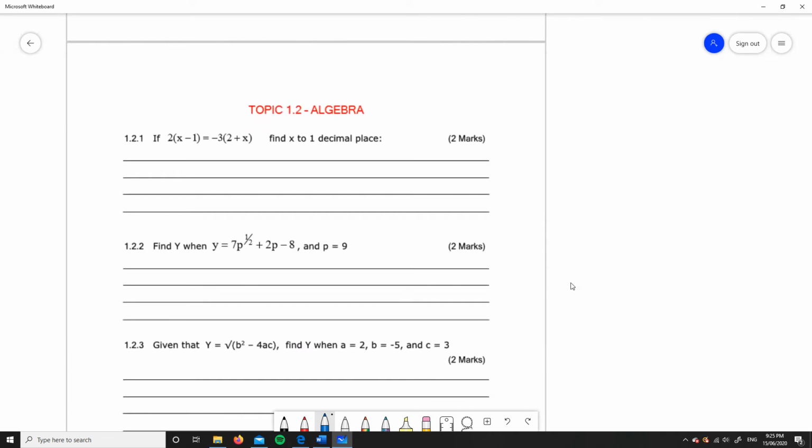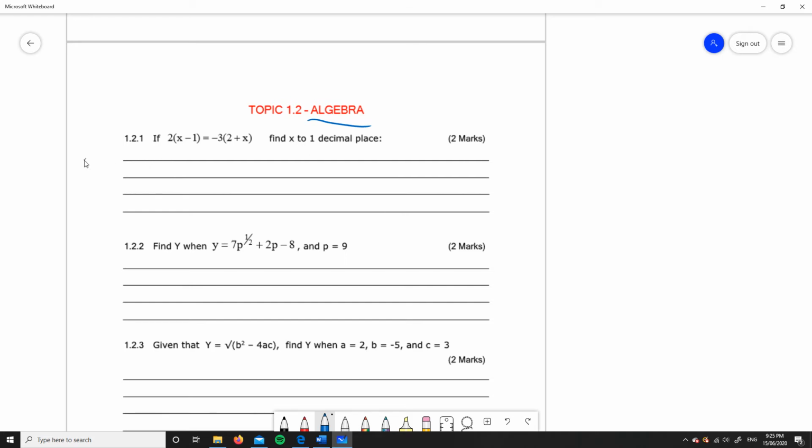Okay, so that essentially wrapped up the arithmetic section. From there, we'll go straight into our algebra. So, question 1 of this part is to calculate x, or find x to 1 decimal place.